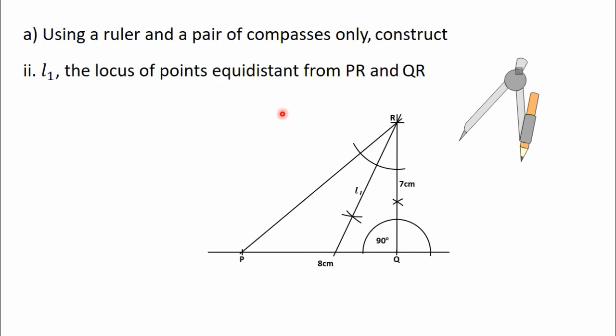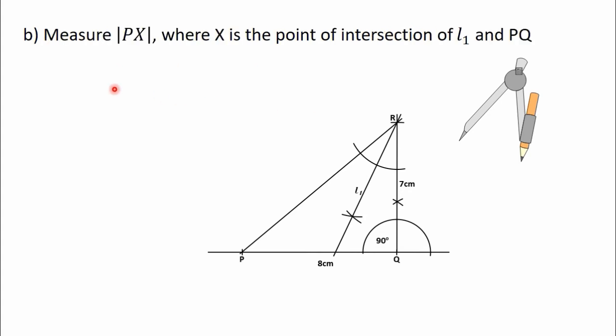Let's move on to the next part of the question. It says that we should measure PX, where X is the point of intersection of L1 and PQ. We can see from our construction that L1 and PQ intersect at this point. Their point of intersection is going to give us point X. So we have point X here. We can now measure PX.